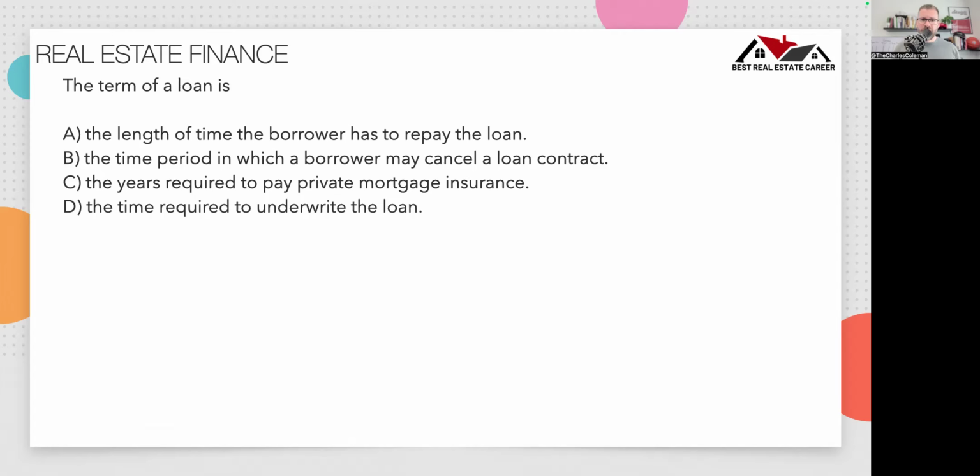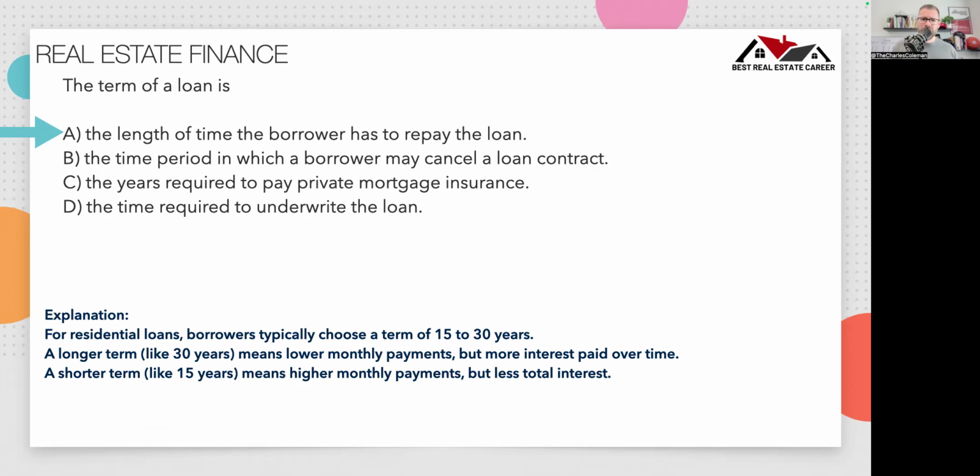The term of a loan is the length of time the borrower has to repay the loan. For residential loans, borrowers typically choose a term between 15 to 30 years. A longer term, like 30 years, means lower monthly payments, but more interest paid over time. A shorter term, like 15 years, means higher monthly payments, but less total interest.